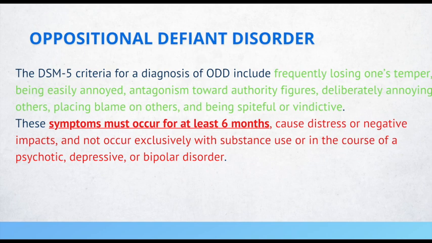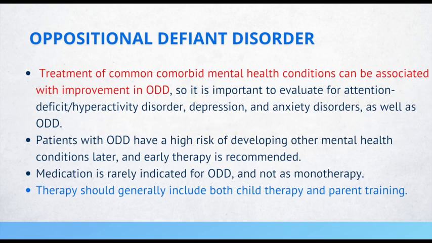Oppositional defiant disorder. The DSM-5 criteria for a diagnosis of ODD include frequently losing one's temper, being easily annoyed, antagonism toward authority figures, deliberately annoying others, placing blame on others, and being spiteful or vindictive. These symptoms must occur for at least 6 months, cause distress or negative impacts, and not occur exclusively with substance use or in the course of a psychotic, depressive, or bipolar disorder.